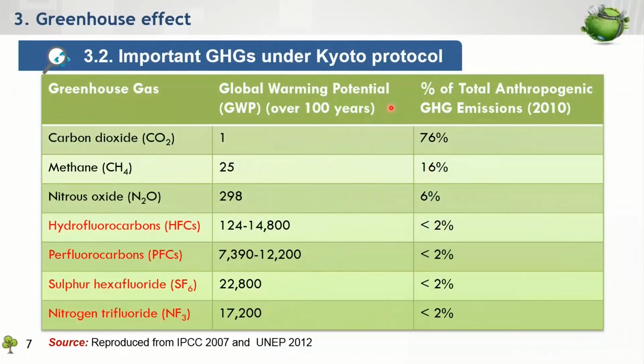The influence of each gas on the Earth's atmospheric temperature depends on both its global warming potential and the amount of gas that enters the atmosphere. For example, carbon dioxide has the smallest global warming potential, but it is listed as the most important greenhouse gas in the atmosphere because its emission is very high.